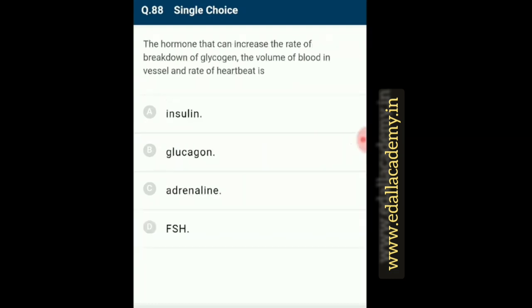Question number 88. The hormone that can increase the rate of breakdown of glycogen, the volume of blood in the vessels and the rate of heartbeat is. Adrenaline increases the rate of heartbeat and cardiac output, so it increases blood pressure. Epinephrine markedly stimulates glycogen breakdown in the muscles and to a lesser extent in the liver. The liver is more responsive to glucagon, a peptide hormone that is secreted by alpha cells of the pancreas when the blood sugar level is low. So the answer is option C, adrenaline.